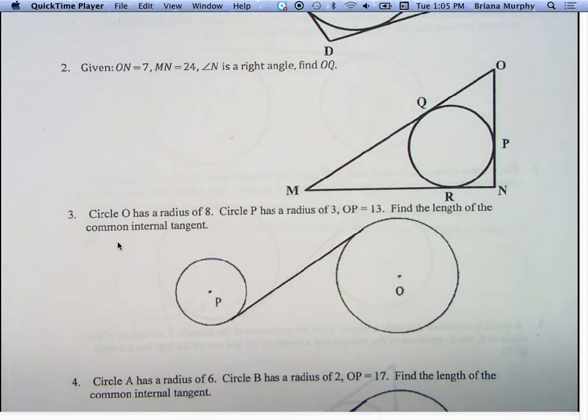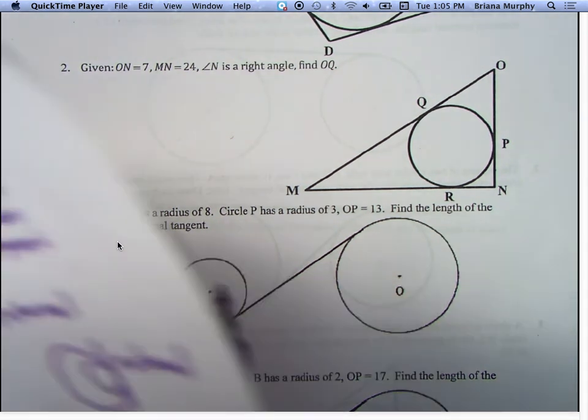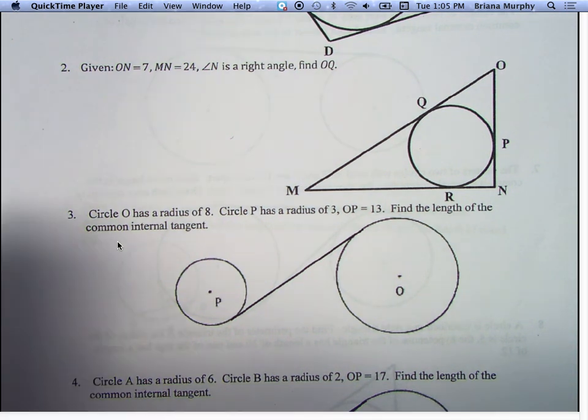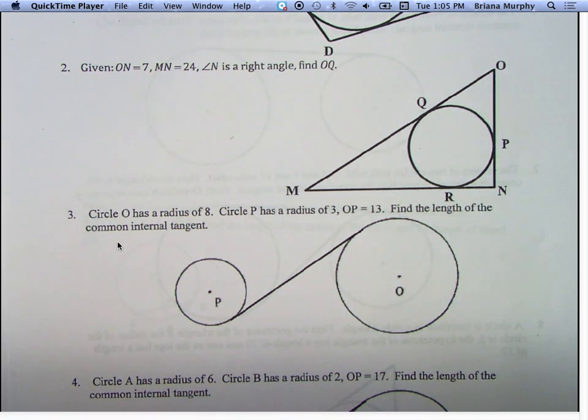First, I'm going to read the question. This is a long problem. I'm just letting you know right now. It takes a bit of extra effort. Okay? And we will go through it together.